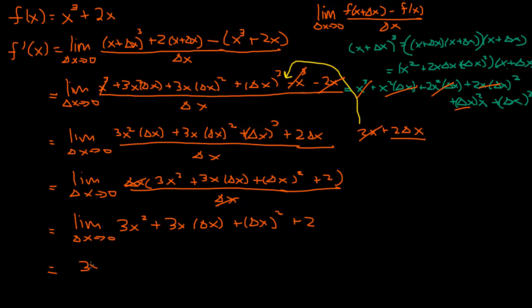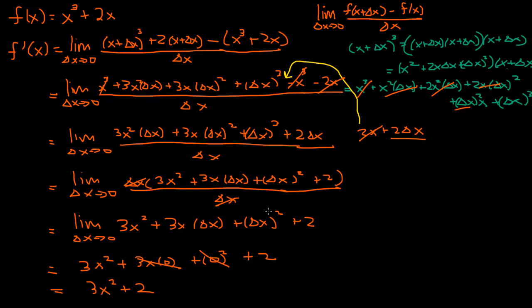So this is 3x squared because there's no delta x's there. Okay, plus, all right, 3x times delta x, so 3x times 0 plus 0 squared plus 2. So that term goes to 0, that term goes to 0, and we're left with 3x squared plus 2.